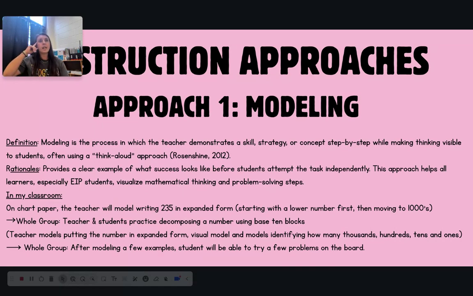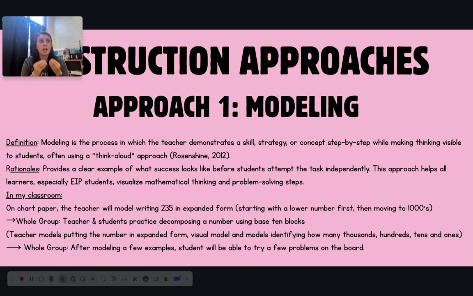So step by step thinking outside. So you're thinking in your brain, but it's coming out of your mouth. You're showing and modeling for your students your thought process, how to do it, what you're thinking, why you're thinking it, and it just kind of gives them an example, especially for the visual learners. So the rationale: it provides a clear example of what success looks like before students attempt the task independently.